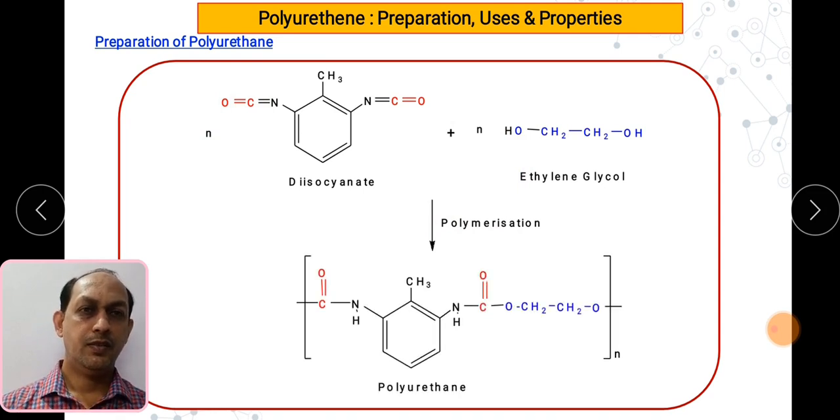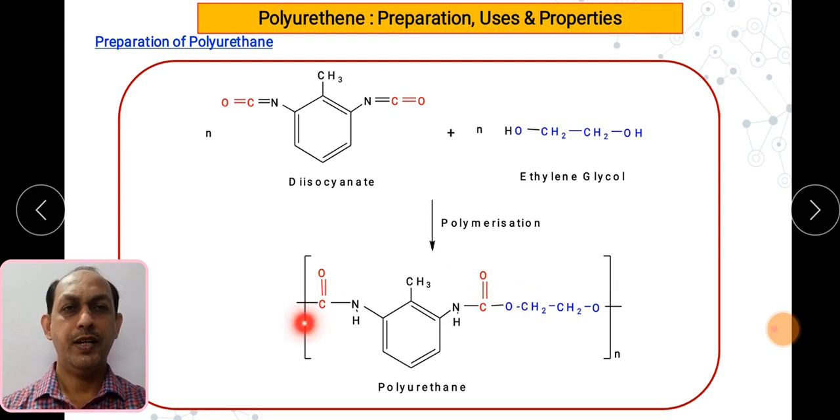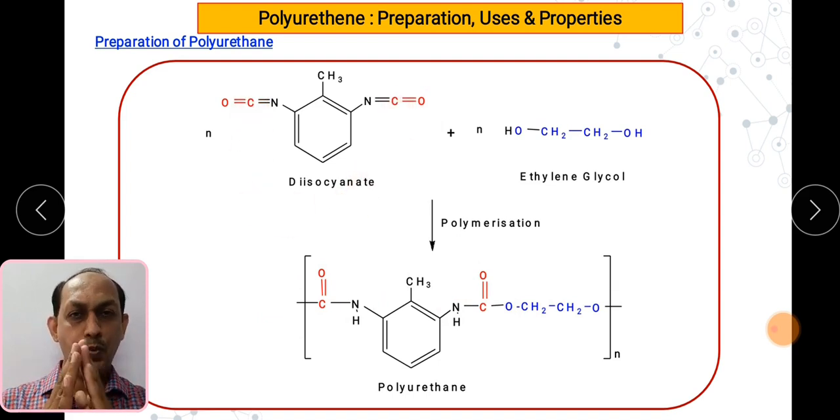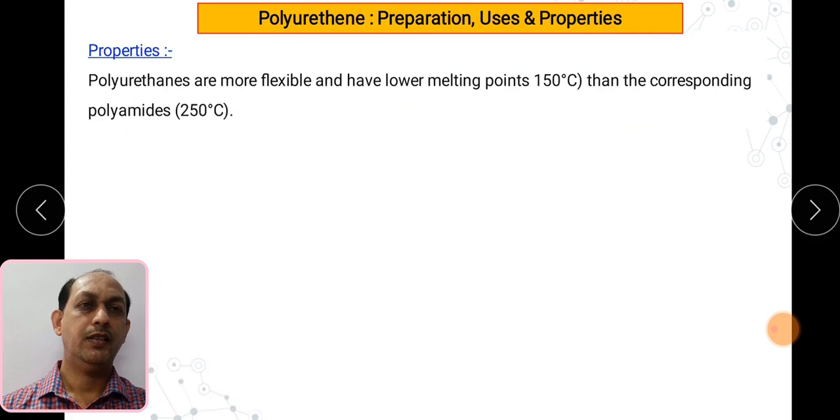So let us see the structure of polyurethane. See the color change. C double bond O, then O CH2 CH2 O. This reaction is taking place on both sides. Here also, at the carbonyl carbon, the reaction will take place, and here too the ethylene glycol will attack, and on both sides the chain will repeat and the chain will step up on both sides, and they form a giant molecule known as polyurethane. So this is how polyurethane can be prepared by condensation of diisocyanates and ethylene glycol.